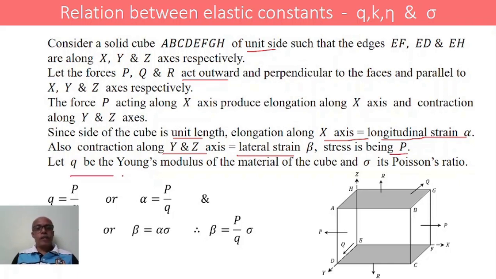Now let Q be the Young's modulus of the material of the cube, and if sigma is its Poisson's ratio, then Q is equal to P by alpha, or simplifying this we get alpha equals P by Q, and sigma equals beta by alpha, lateral strain by longitudinal strain, or beta equals sigma into alpha, or beta is equal to P by Q into sigma, since alpha is P by Q.